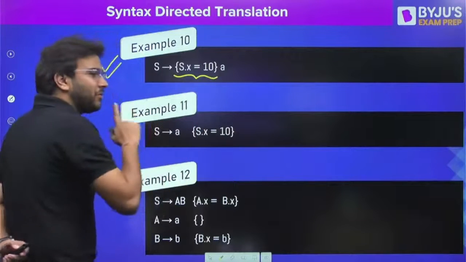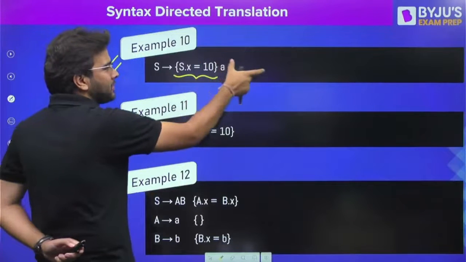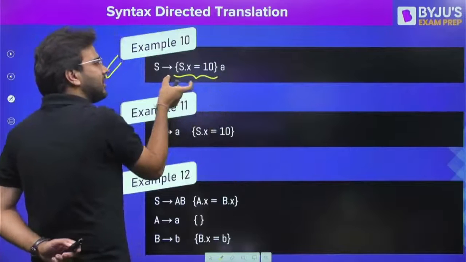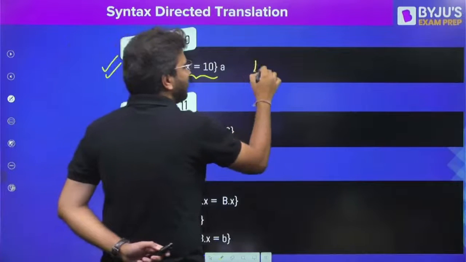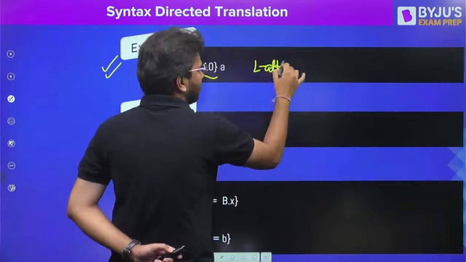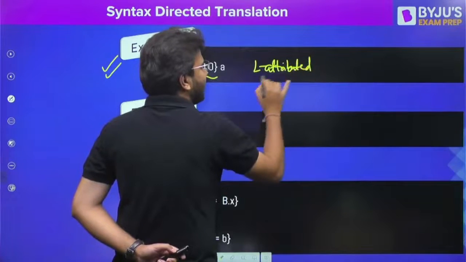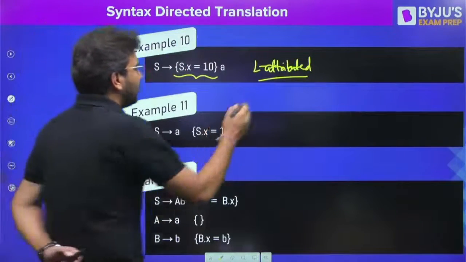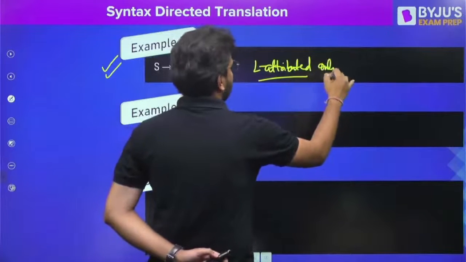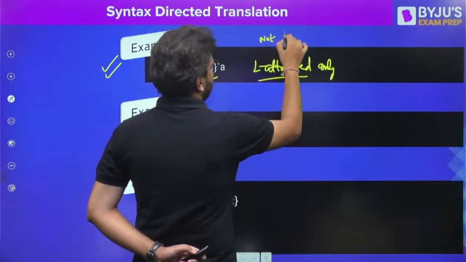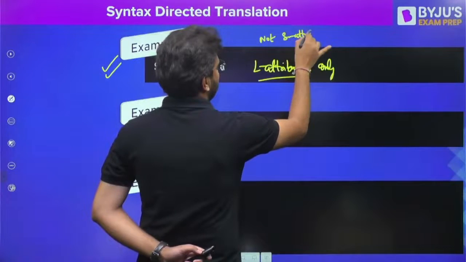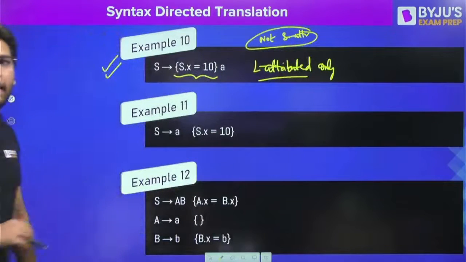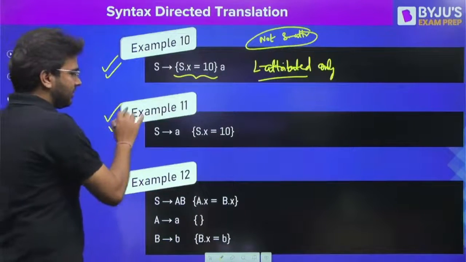Translation. In case of S attributed, translation will be present only at the end. Here it is present in the beginning. So we can clearly say it is L attributed. It is L attributed only. It is not S attributed. Okay. Write this point also. Not S attributed. Fine.